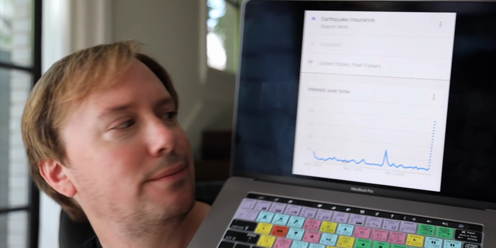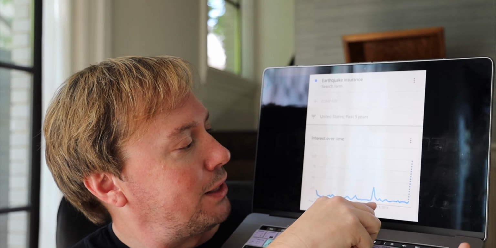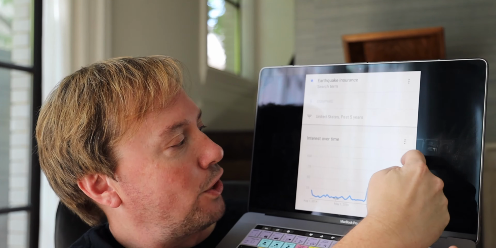Look at this Google Trends for the term earthquake insurance. This is United States past 5 years. It's rolling along pretty normal. A little spike here, but then this is where we are now. We always start out, this is our trade board on.